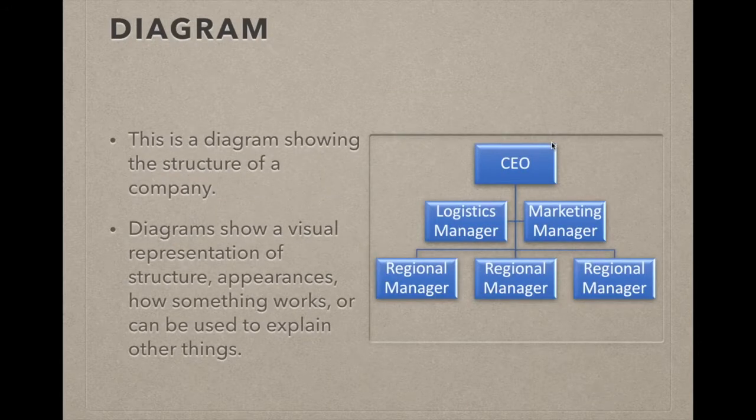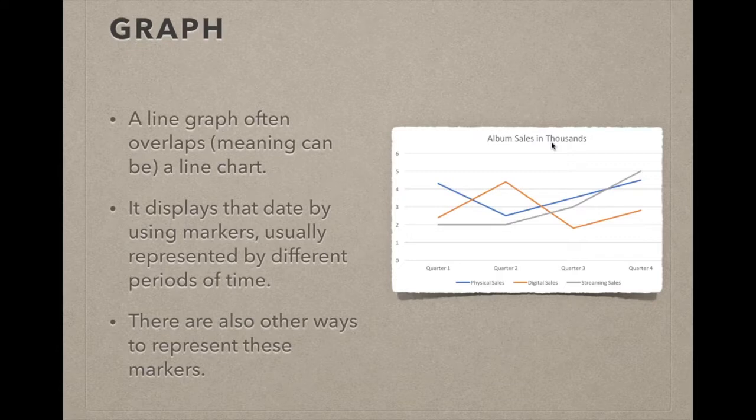Okay, this is a diagram. This diagram is showing the structure of a company. Diagrams show a visual representation of structure, appearances, or how something works, or how something can be used to explain other things. Okay, a graph. A line graph often overlaps with a line chart. So it displays the data by using markers, usually represented by different periods of time. There are also other ways to represent these markers as well.